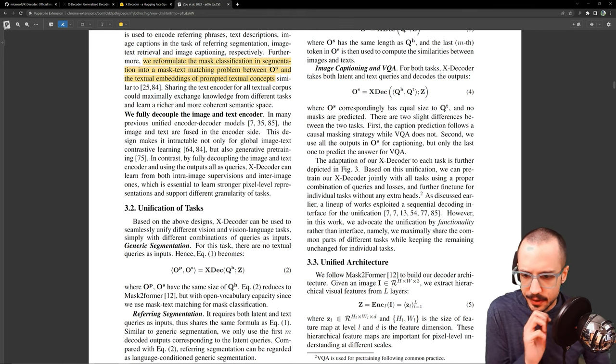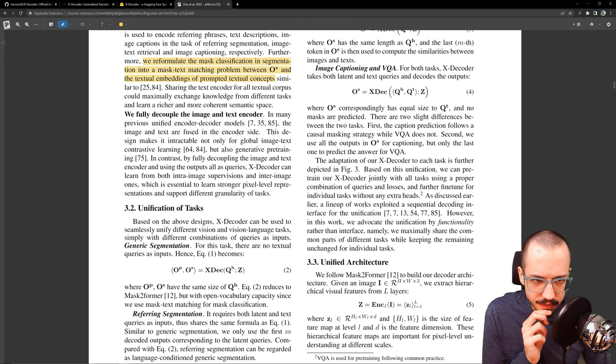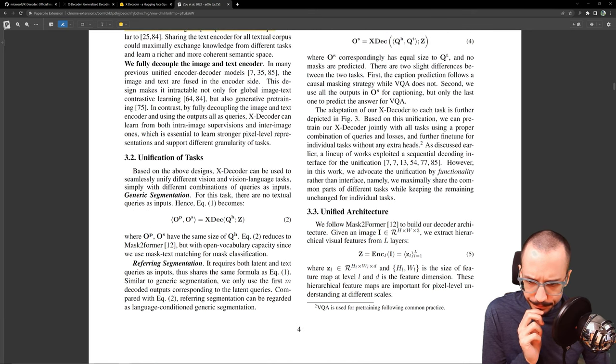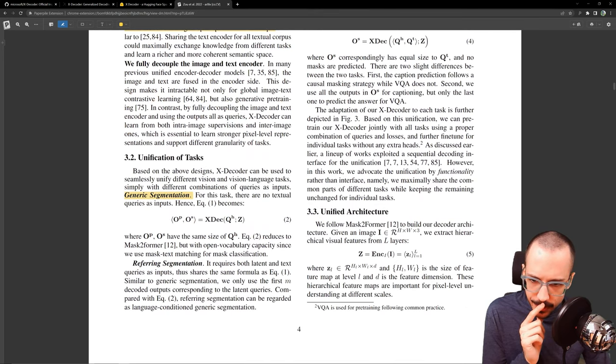Okay. So here I think they're going to define what each of these things are for the different tasks, these terms that we saw. So the first task that they have here is generic segmentation. So the decoder only receives the QH, which is the latent queries, Z, which is the image encoded into a feature map, and then you have the O and P and O and S.